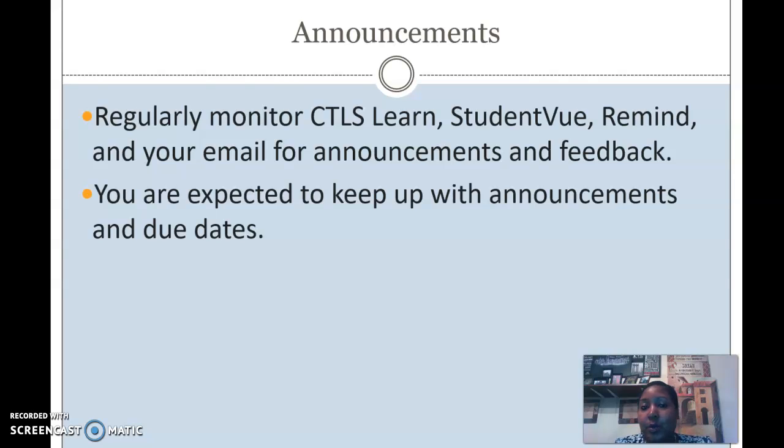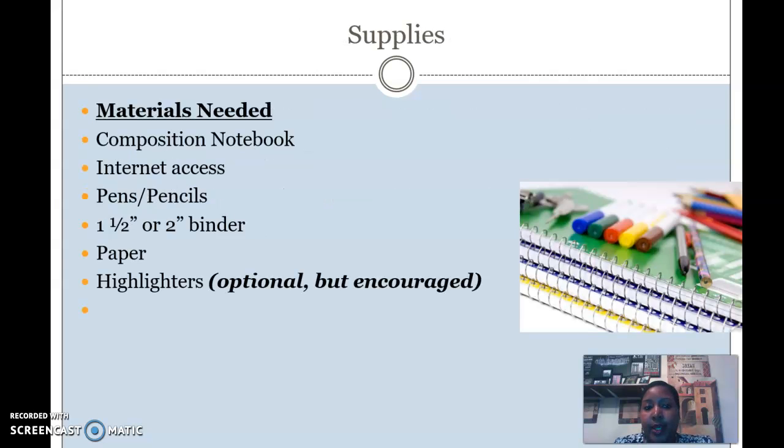Make sure that your student is monitoring CTLS announcements. Announcements is where we will post assignments, due dates, and reminders. Also, make sure that they are monitoring their grade via Student View. And here is the list of supplies.